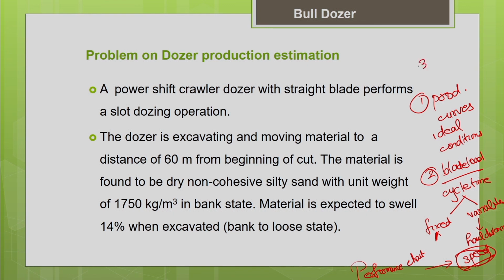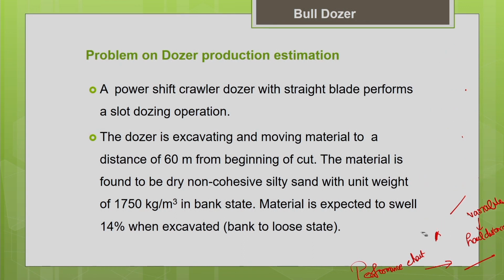The other approach is your thumb rule formula, say, your productivity as a function of the horsepower of the machine and the dozing distance. These formulas are available in the equipment handbook supplied by the manufacturer. So there are different approaches to estimate the productivity of the machine. Let us work out some problems so that we will understand better how to estimate the productivity of the bulldozer.